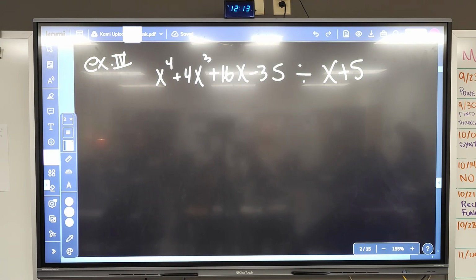So it's in order, right? 4, 3, so 4. But the 2 is missing, so that's where you put a 0. And then 1, so 6. And then negative 35. This is right.